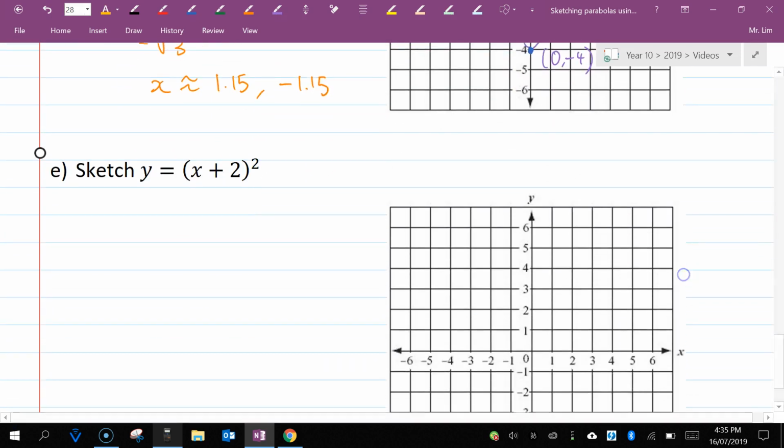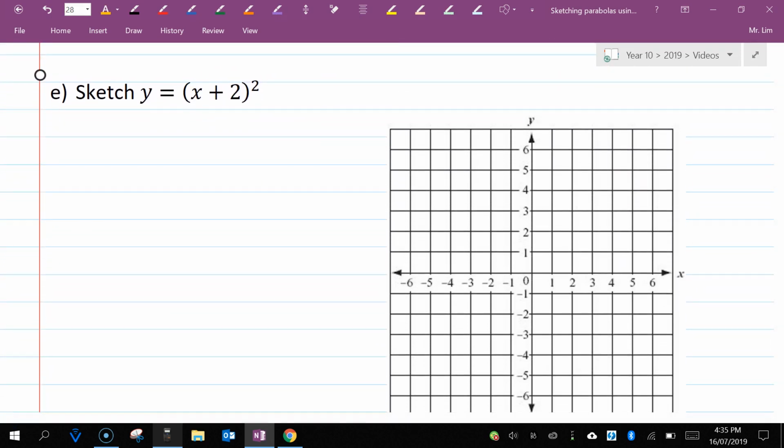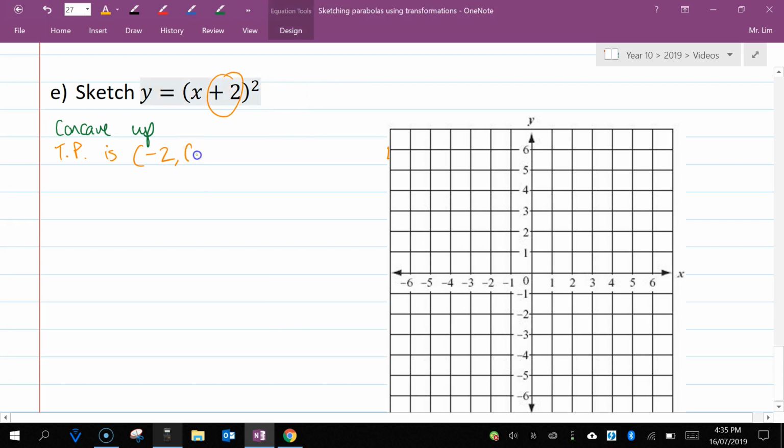Okay, question E. Sketch y is equal to (x plus 2) all squared. So, is it concave up? Yes, because x squared is positive. The turning point is going to go left to minus 2. But it's not going up or down. It's like plus 0 here. There's nothing there. So it's not going to go up or down. The turning point is therefore (minus 2, 0), right here.